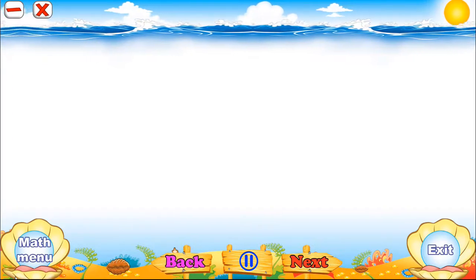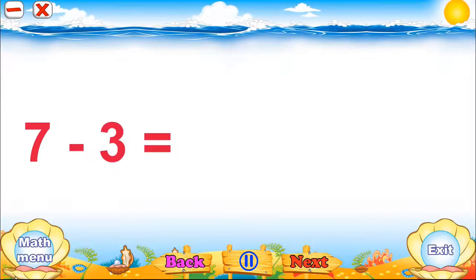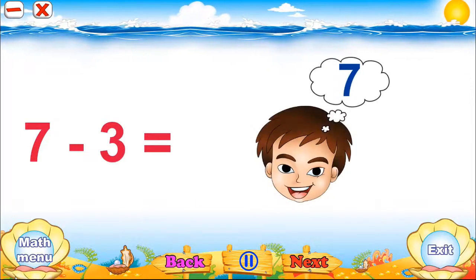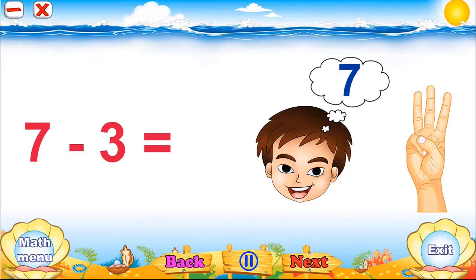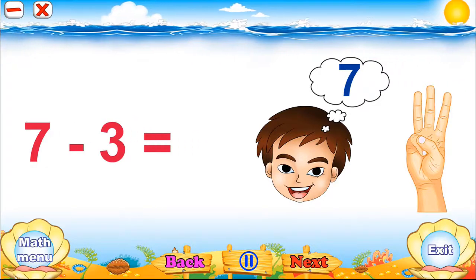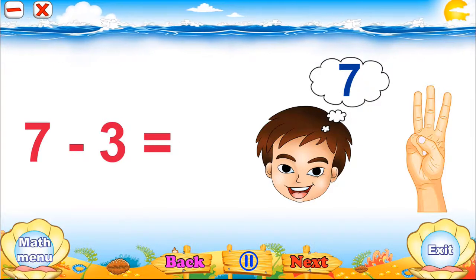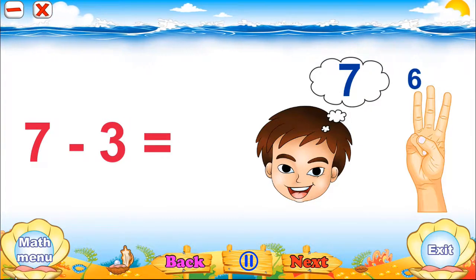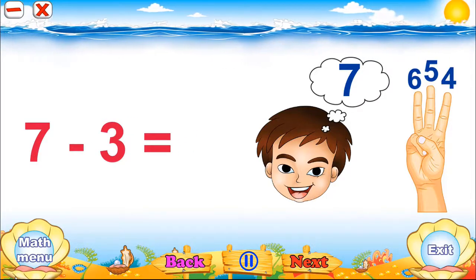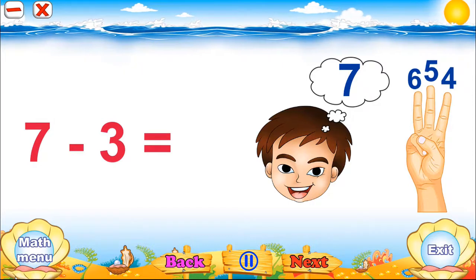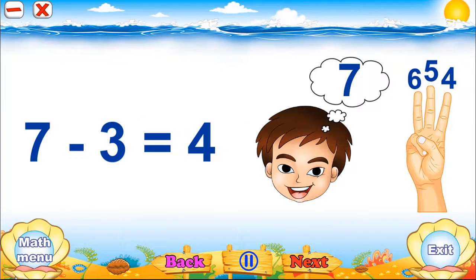For example, 7 minus 3 equals. We keep 7 in our head and put 3 on our fingers and start counting backwards, starting from the number that comes immediately before the number 7, which is 6. And we keep counting 6, 5, 4. Then 7 minus 3 equals 4.